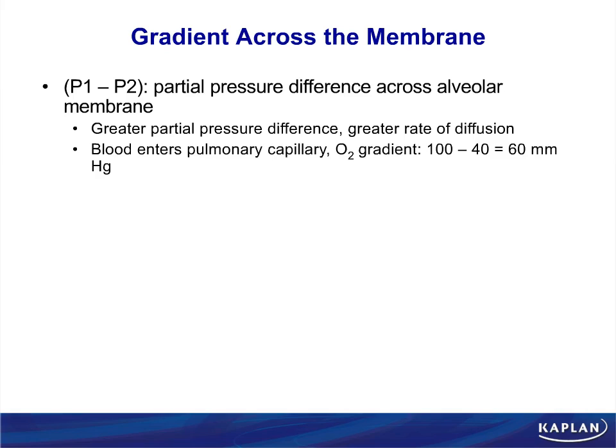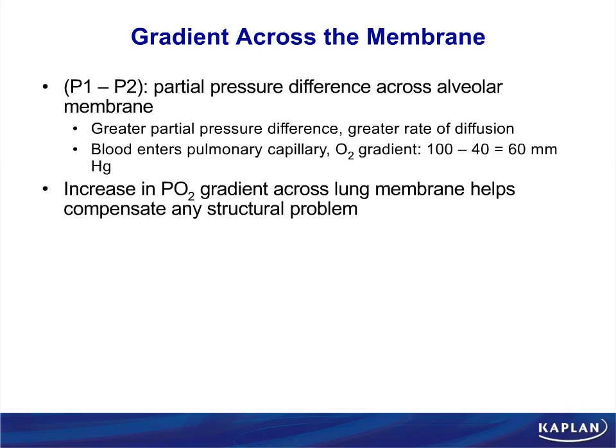And hopefully this makes sense. I mean, if you have a bigger concentration gradient of a solute, you have a greater rate of diffusion. Well, the same properties here. The greater the partial pressure difference, the greater the rate of diffusion. Oxygen has a 60 millimeter of mercury pressure gradient because alveolar is about 100, venous is about 40. And that's what we talked about on one of the first slides in this section. If I increase this gradient, then I will increase the rate of diffusion.